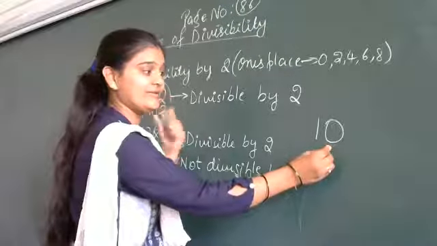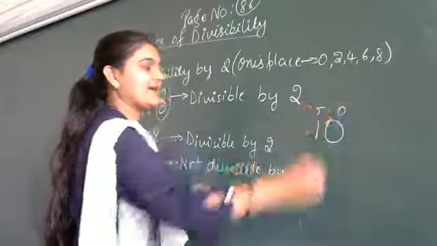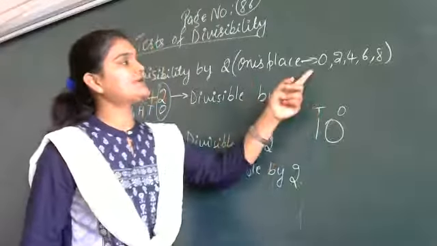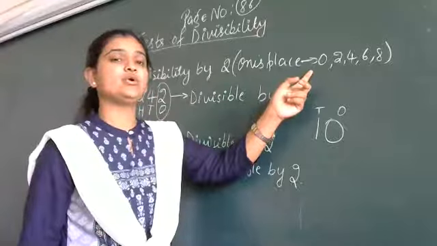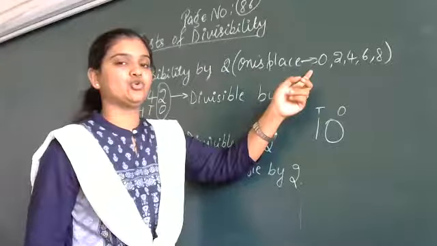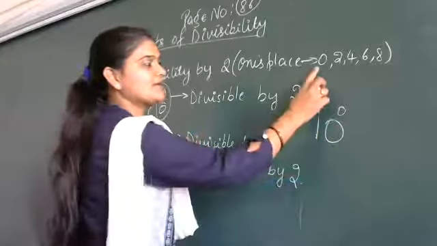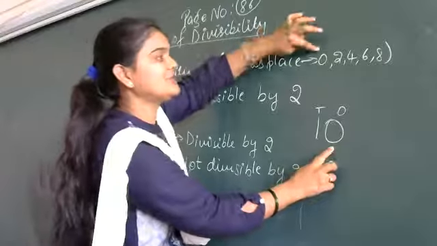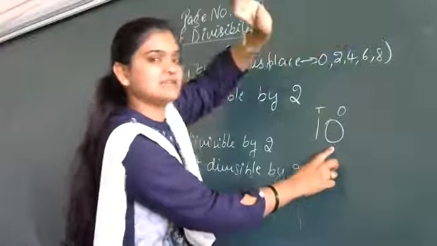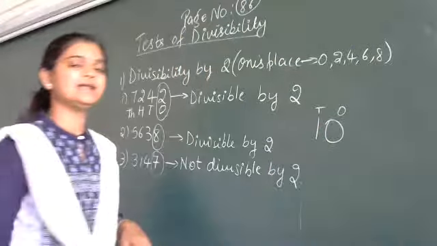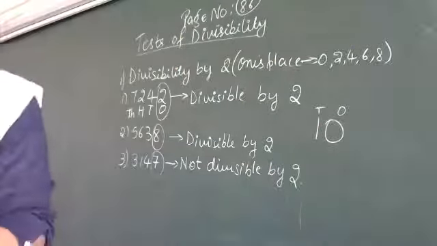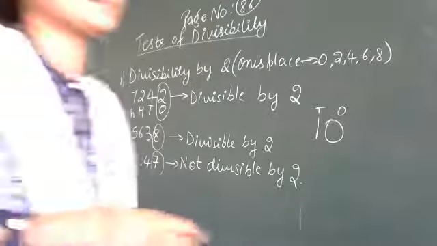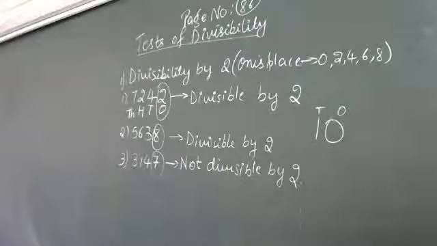If we check the ones place and tens place, in the ones place we have 0. Is it divisible by 2? It is divisible by 2, because it is an even number, that is 0, 2, 4, 6, 8. 2 fives are 10. Yes or no? It is easily divisible by 2. Is it clear, children?